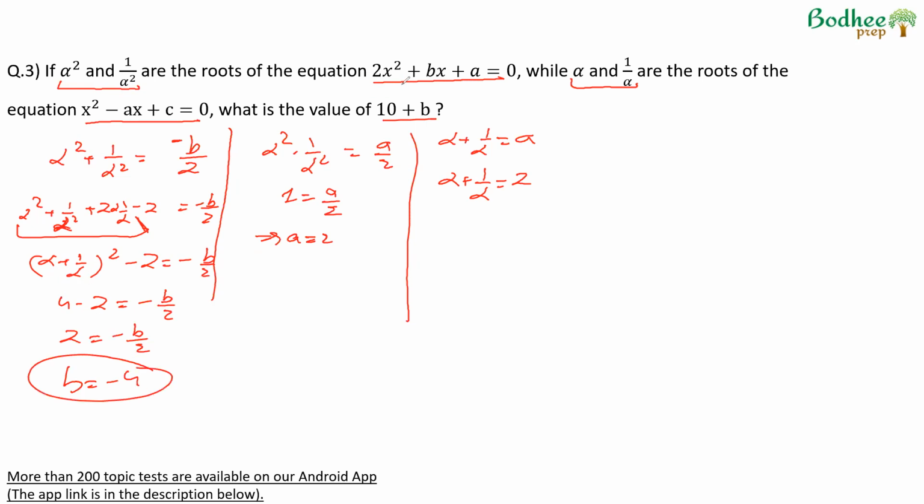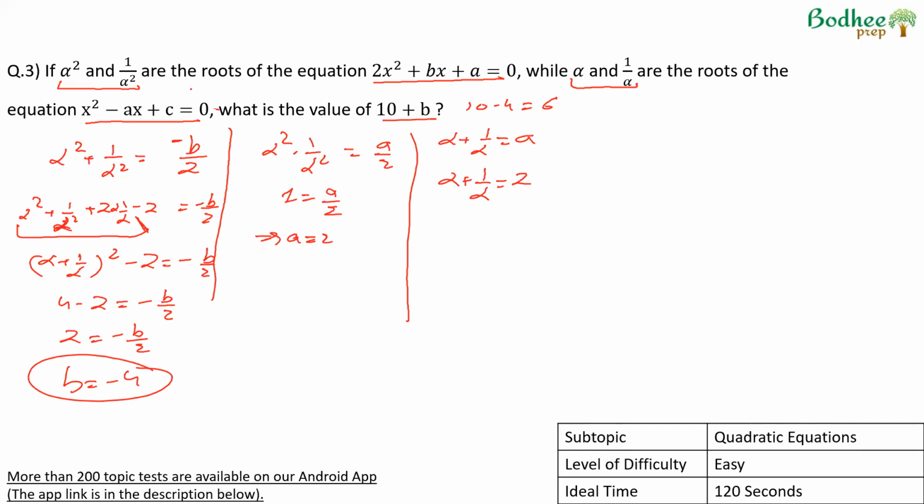We have to find the value of 10 plus b. 10 plus b will be 10 minus 4, which is 6, and that becomes the answer. Again, I think a relatively easy question. All we are doing is finding the value of a, from there alpha plus 1 by alpha, and from there the value of b. About 2 minutes to solve.